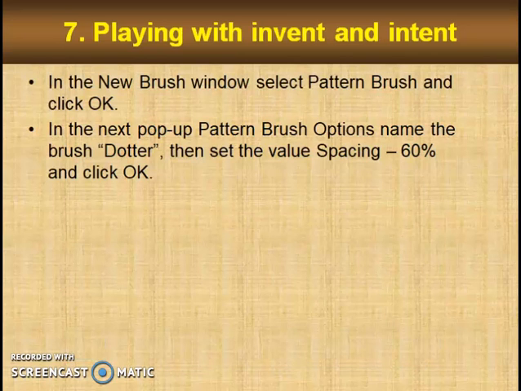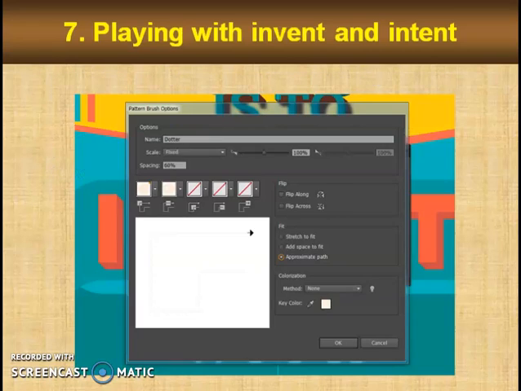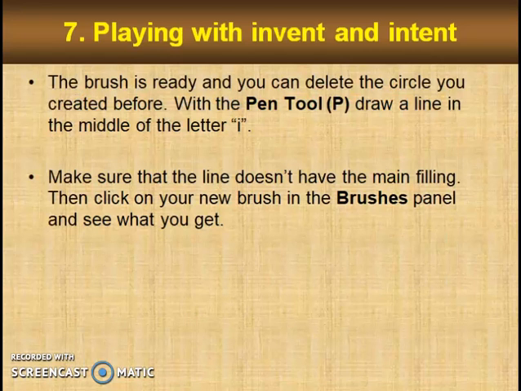In the new brush window, select pattern brush and click OK. In the next pop-up, pattern brush options, name the brush dots, then set the spacing value to 60% and click OK. In this preview, you can see the dialog box. The brush is ready and you can delete the circle you created before.